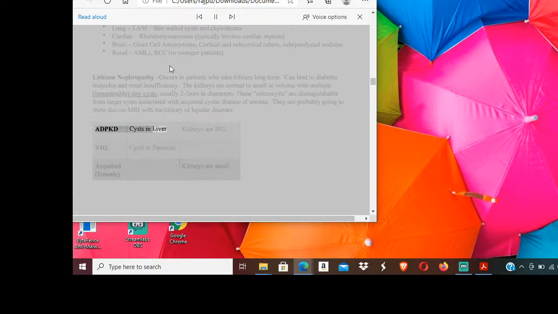ADPKD: cysts in liver. VHL: cysts in pancreas. Kidneys are big. Acquired, lithium: kidneys are small.